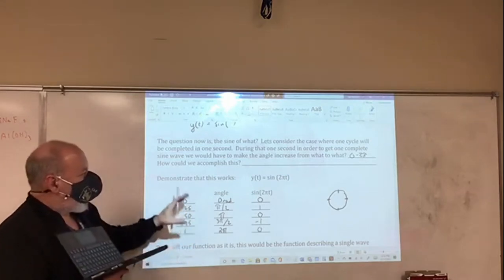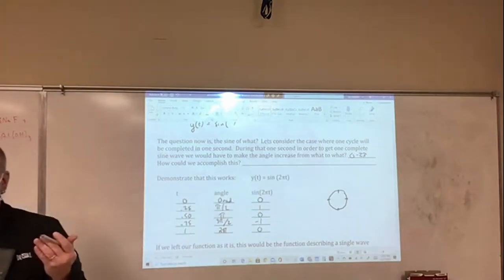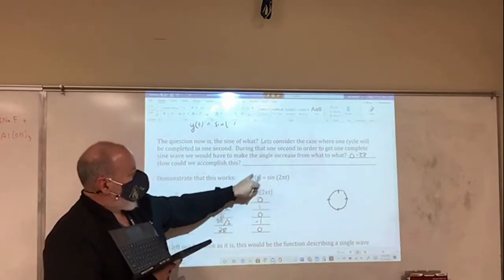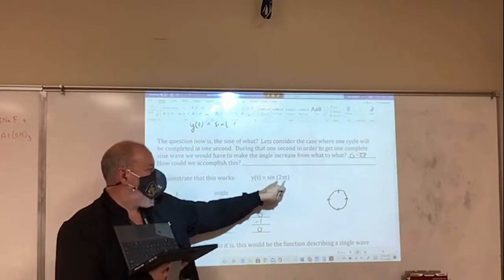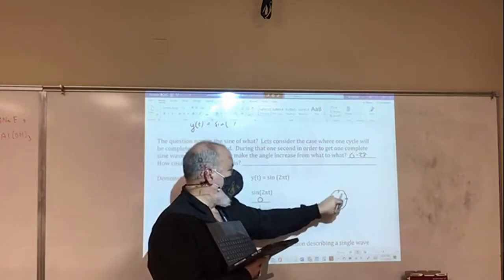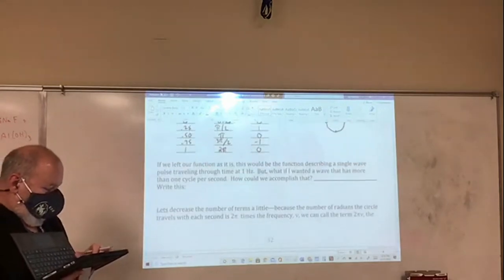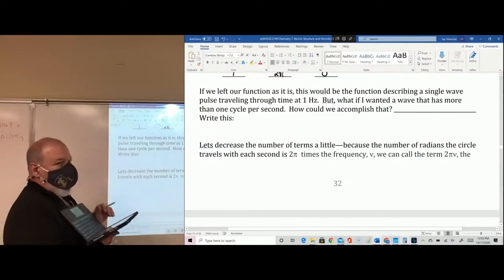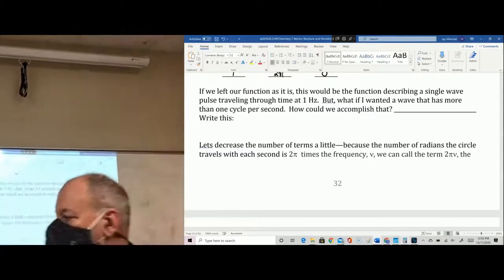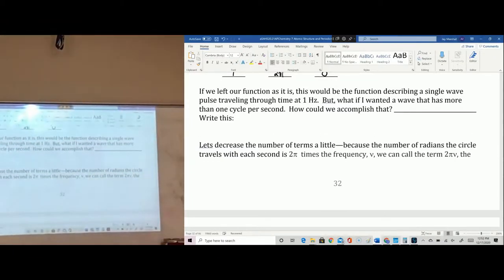So this, in its simplest form, would be kind of the simplest wave function we could create. Right? Y of t equals, or my output equals this input. And all I'm doing is saying if I've got a part of a second, I'm going to have part of this circle here. So if we left our function as it is, this would be describing a single wave traveling through time at 1 hertz.